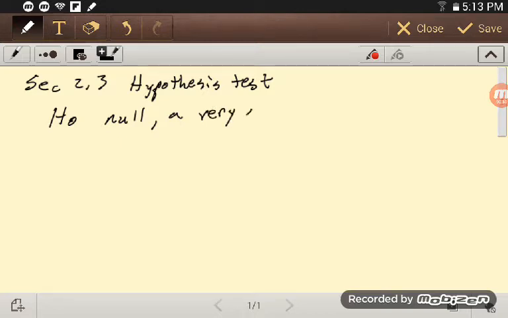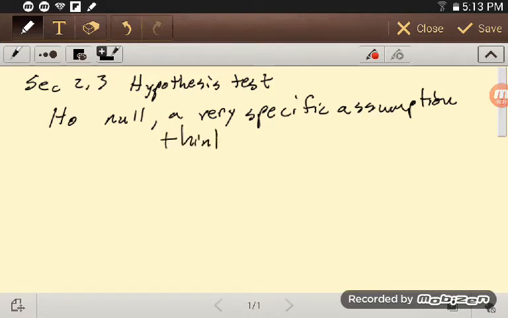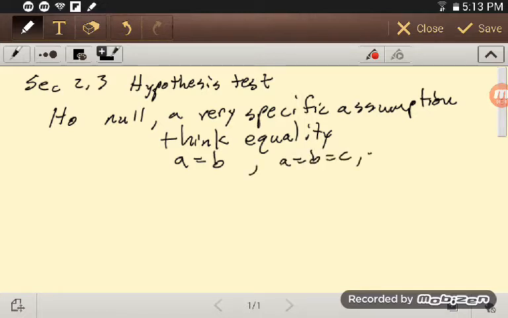very specific assumption. Think equality. If you're trying to think of a null hypothesis that says something like less than or greater than, it's wrong. Okay, we have A is equal to B, or A is equal to B is equal to C is equal to D, things like that.